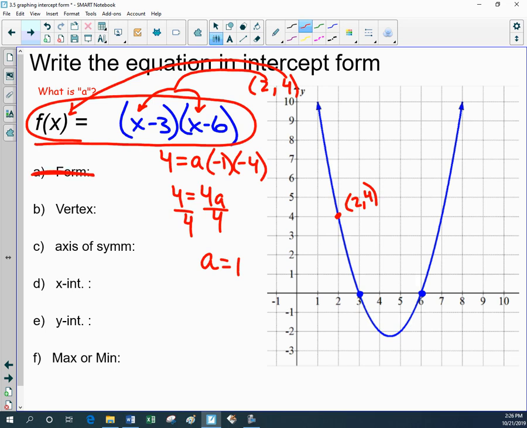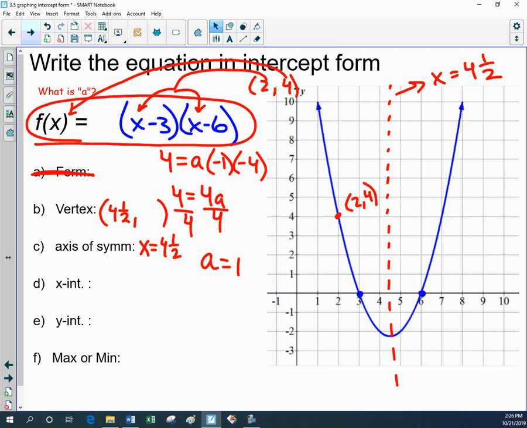The vertex, okay, so to find the vertex, we need to find the axis of symmetry. So halfway between 3 and 6 would be 4 and 1/2. So the axis of symmetry is 4 and 1/2, which means that the x-coordinate of the vertex is 4 and 1/2. So we plug 4 and 1/2 into the equation to be able to find y.